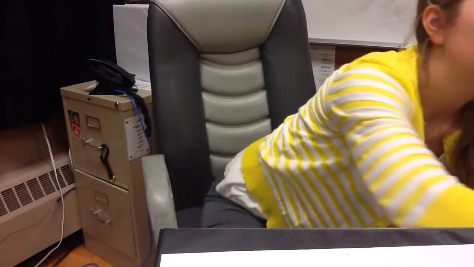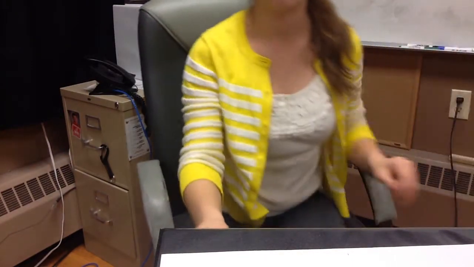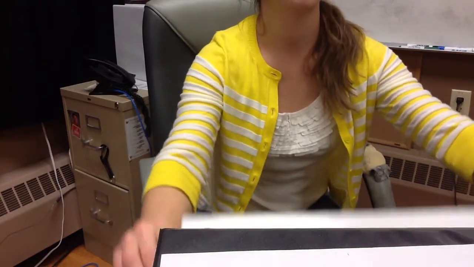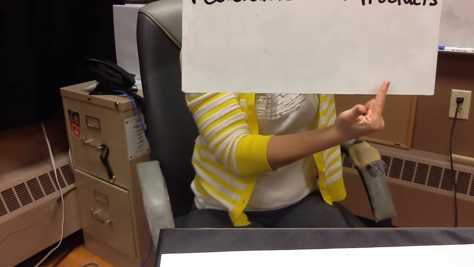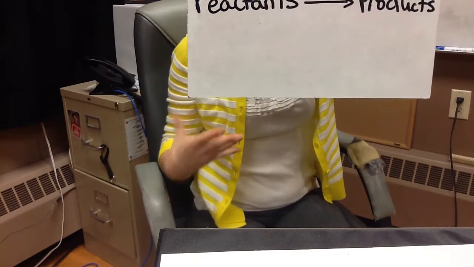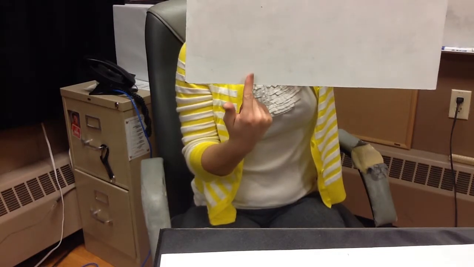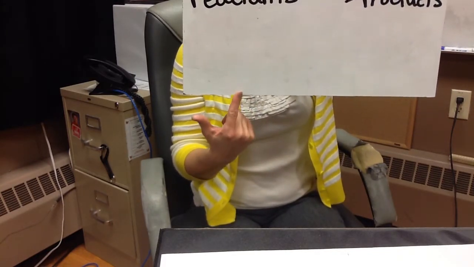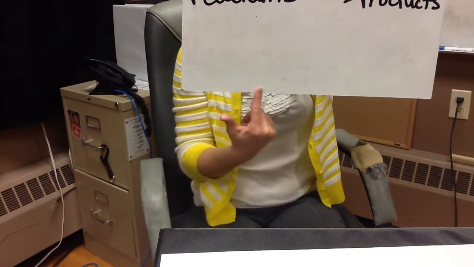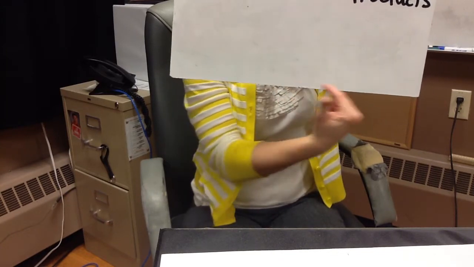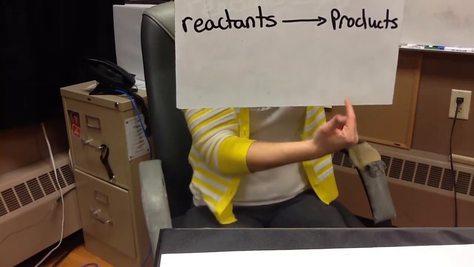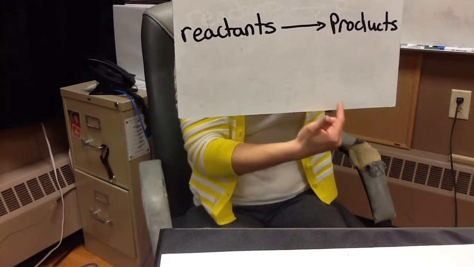Every reaction has reactants on one side and products on the other. On the test, I noticed that several people missed this question. Reactants are the stuff that gets combined or starts out before the reaction takes place. After the reaction has taken place, the products are the things that are formed from the reaction.